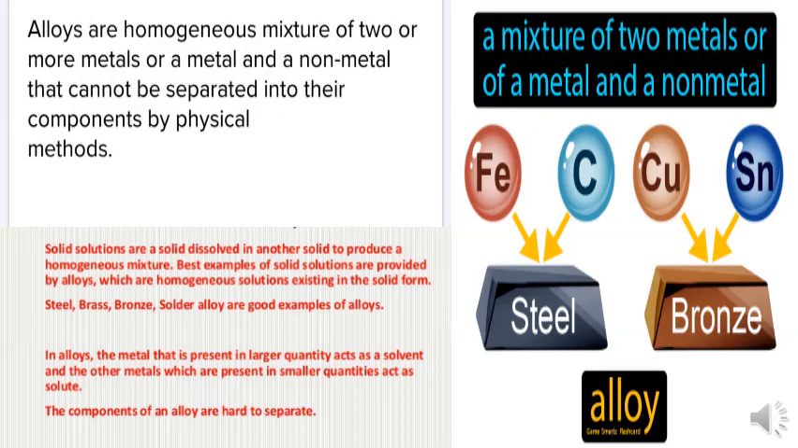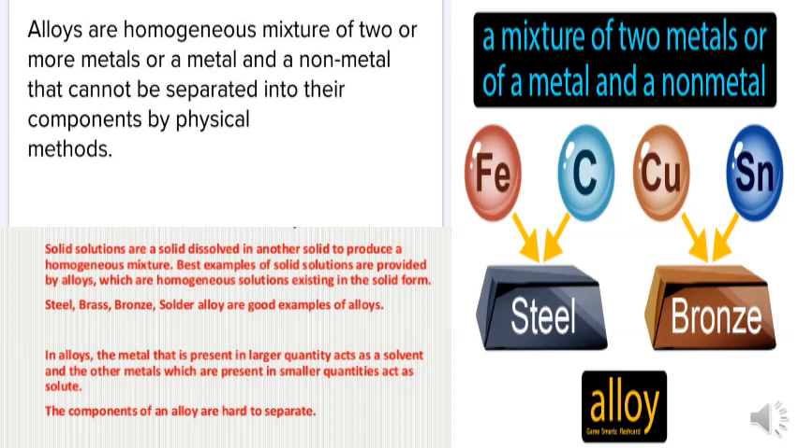We just learned that a mixture can be a combination of two or more solids, two or more liquids, two or more gases, or a combination of any of these three in any proportion and not chemically combined together. So here the best example of a solid and solid mixture, that is a homogeneous mixture, is alloy, which are homogeneous solutions existing in the solid form. So alloys are homogeneous mixtures of two or more metals or a metal and a non-metal that cannot be separated into their components by physical method.